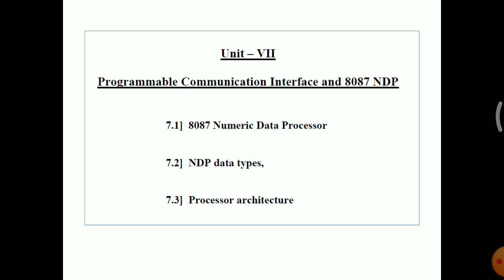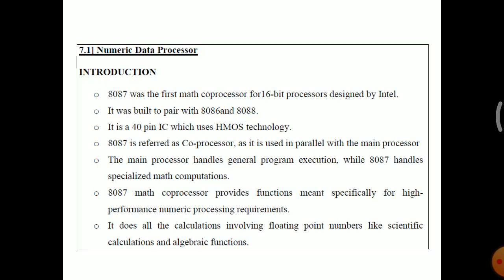So let us start with the first bit, that is 8087 numeric data processor. In the introduction we can see, first of all, what do you mean by a math coprocessor? Because 8087 is a math coprocessor. What do you mean by a math coprocessor?